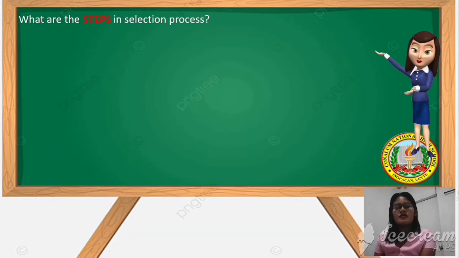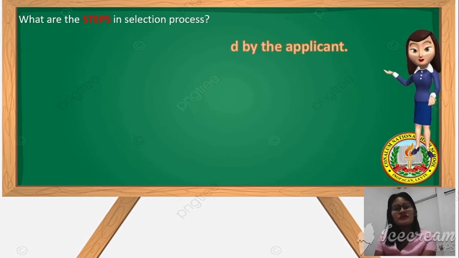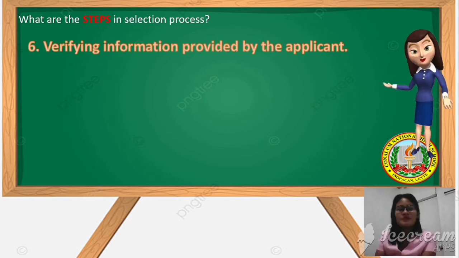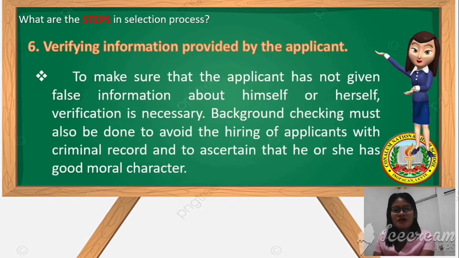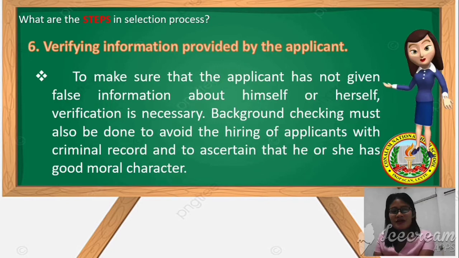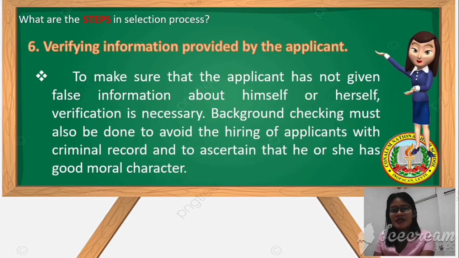from step 5, let's proceed to step 6, verifying information provided by the applicant. This is to make sure that the applicant has not given false information about himself or herself. Verification is necessary. Background checking must also be done to avoid the hiring of applicants with a criminal record and to ascertain that he or she has a good moral character.